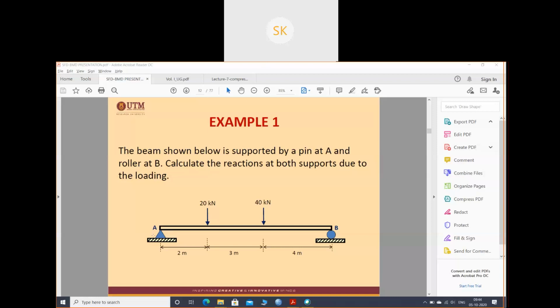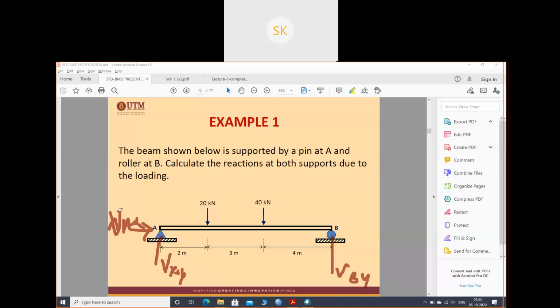I'm asking you to find the support reactions. At the roller, there will be one reaction, considered as VB or BX, whatever you want. At the pin, there will be two reactions. Suppose you take them as VAY, VAX, and this one VBY. So I am asking you to find these three values: VBY, VAX, and VAY.